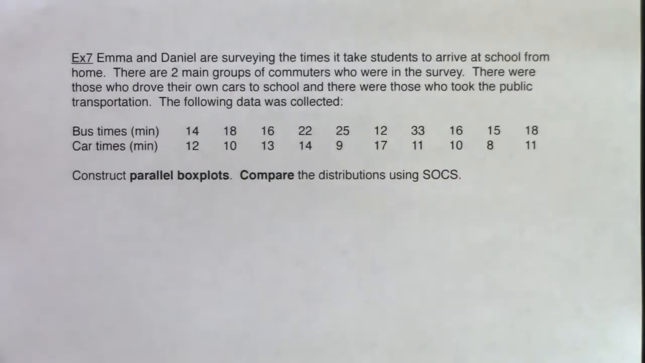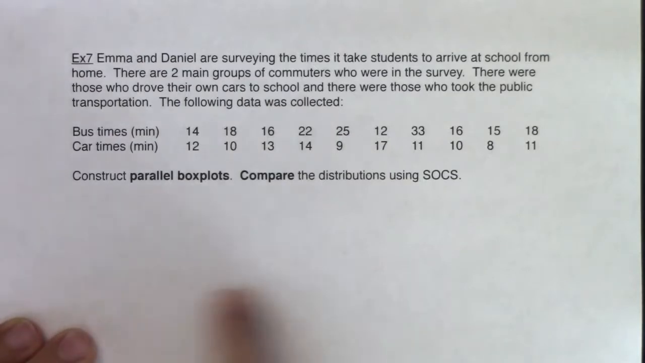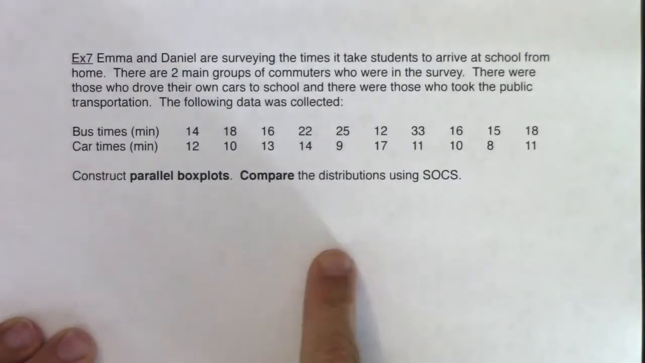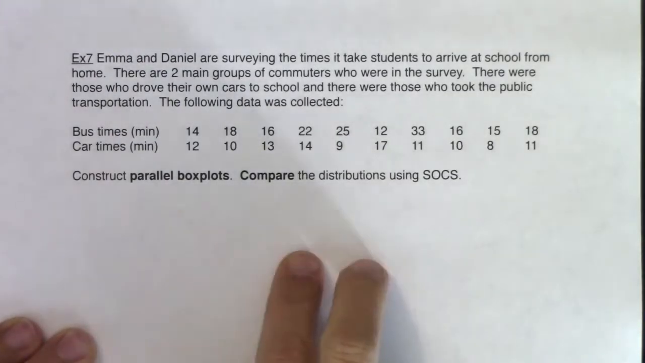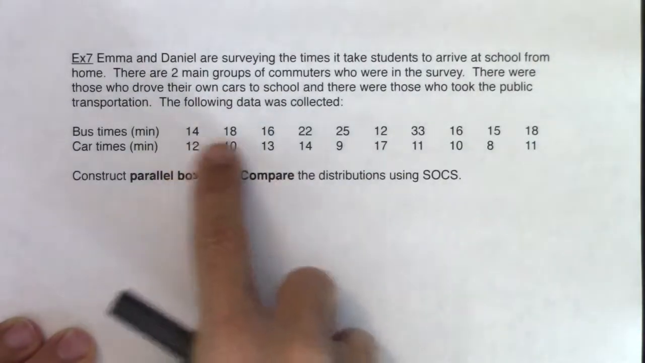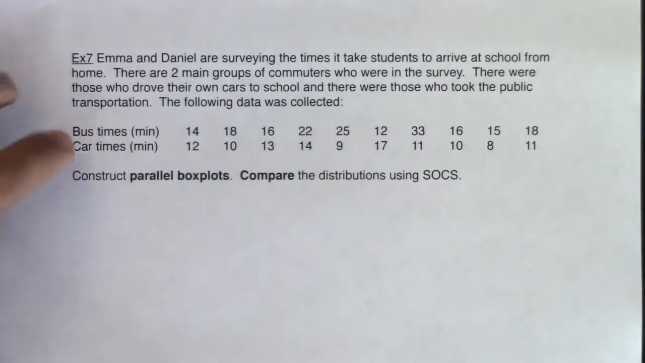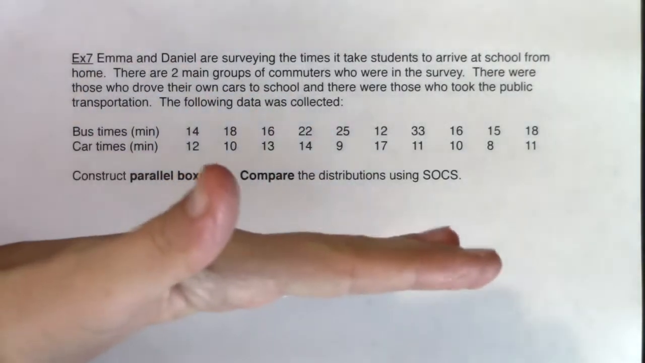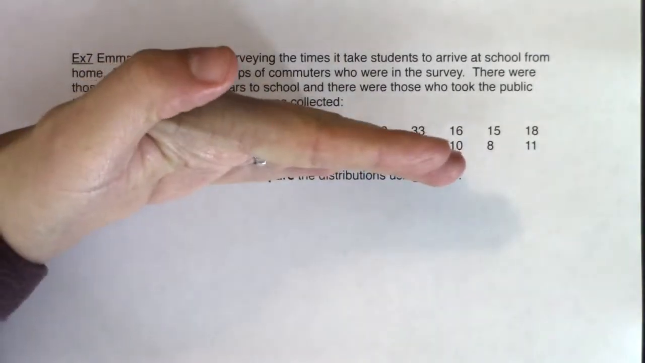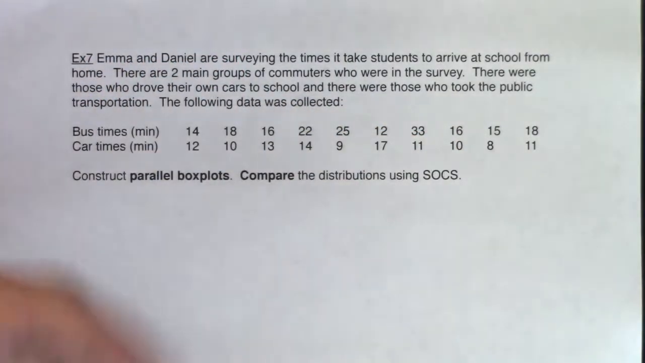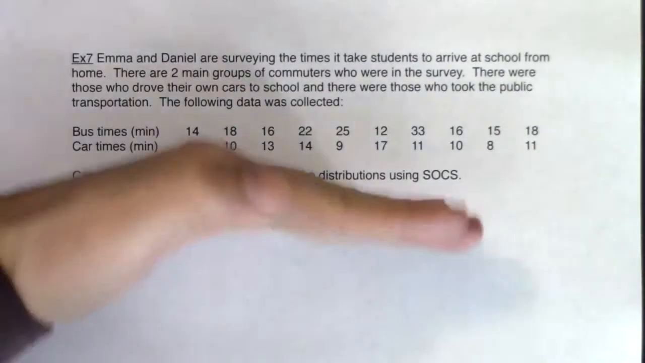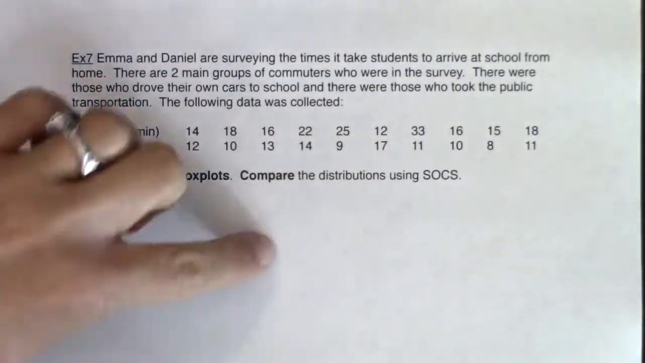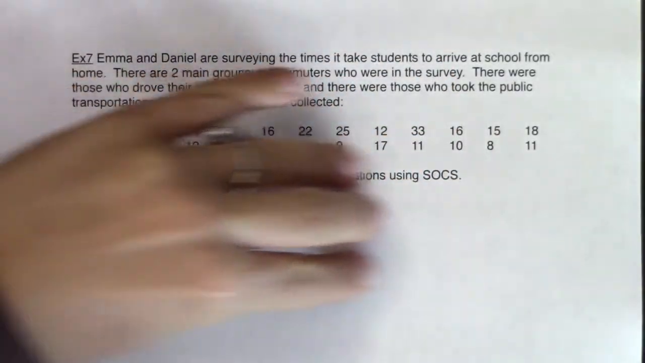And when you hear parallel, what that's saying is typically we would write our x-axis and our box plot. If you're writing more than one box plot and it's parallel, we just start stacking the box plots. So for this particular example, we have two sets of data. We're going to stack two box plots on top of each other. If you had three sets of data, you would make three separate box plots. And again, they would be stacked, so they would run parallel.